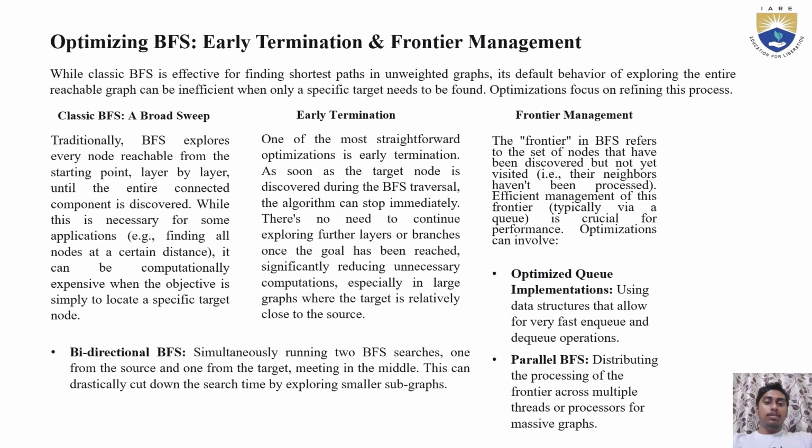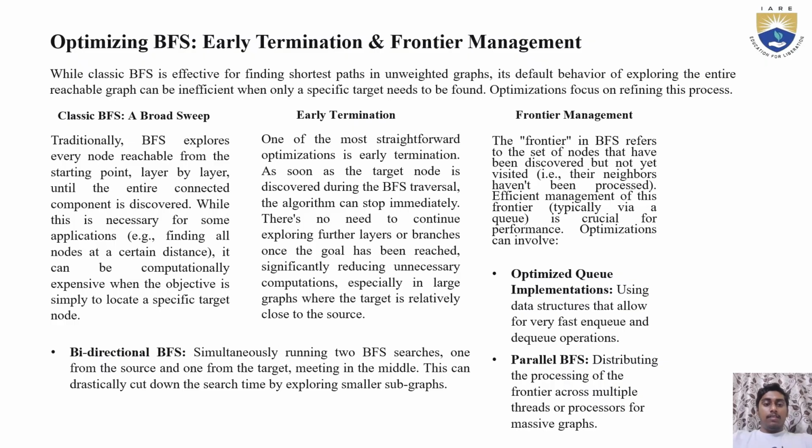Optimizing BFS: early termination and frontier management. While classic BFS is effective for finding shortest paths in unweighted graphs, its default behavior of exploring an entire reachable graph can be inefficient when only a specific target needs to be found. Optimizations focus on refining this process.